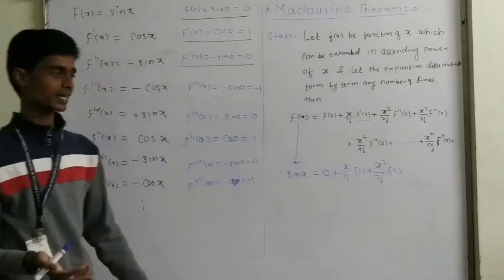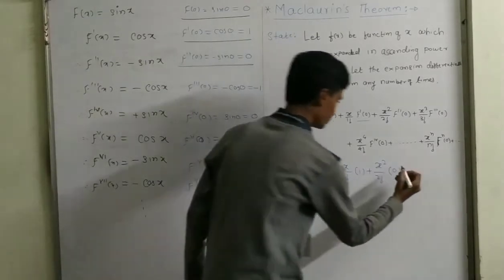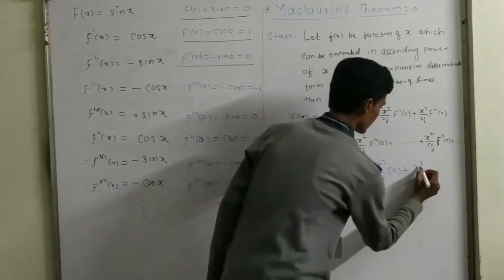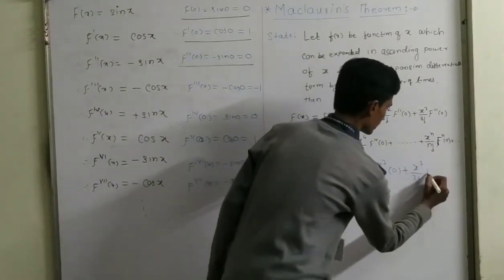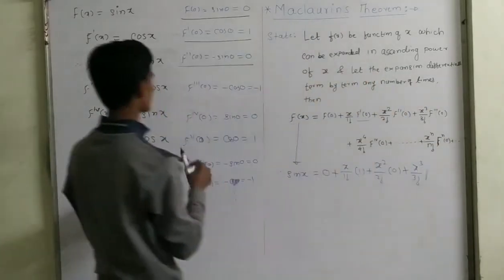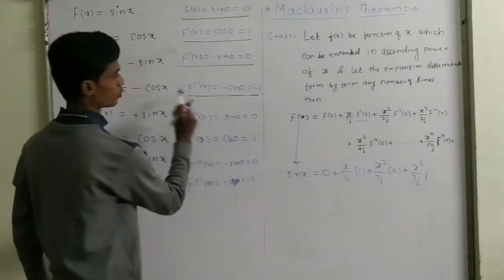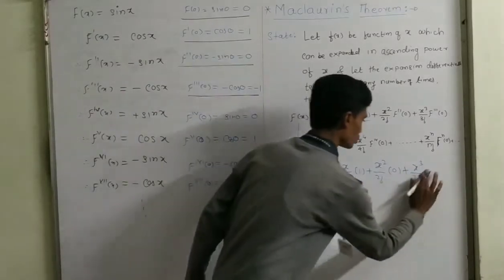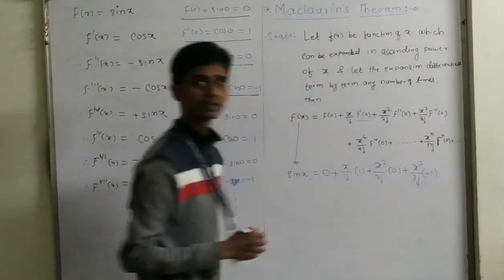Doesn't matter the minus sign, because for 0 there is no sign. Plus x cube by 3 factorial. Here is f triple dash of 0, and the value of f triple dash of 0 is minus 1. So into minus 1. Clear it?